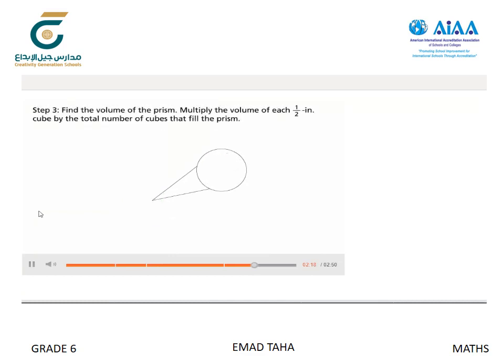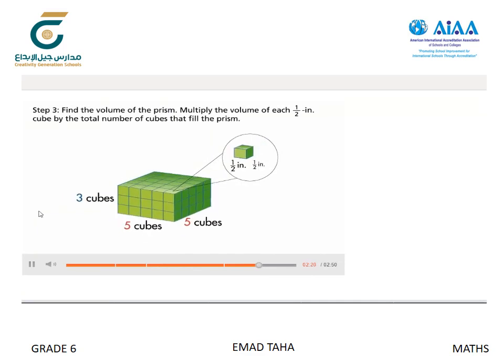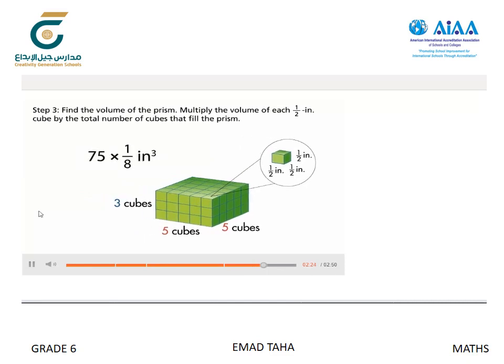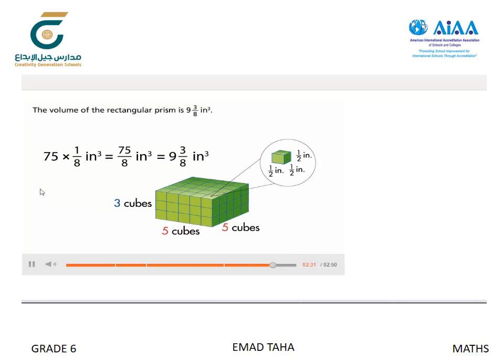Step 3. Find the volume of the prism. Multiply the volume of each 1/2-inch cube by the total number of cubes that fill the prism. The volume of the rectangular prism is 9 3/8 cubic inches. Be precise and use the correct units to describe area and volume. Now you know how you can find the volume of a rectangular prism with fractional edge lengths.